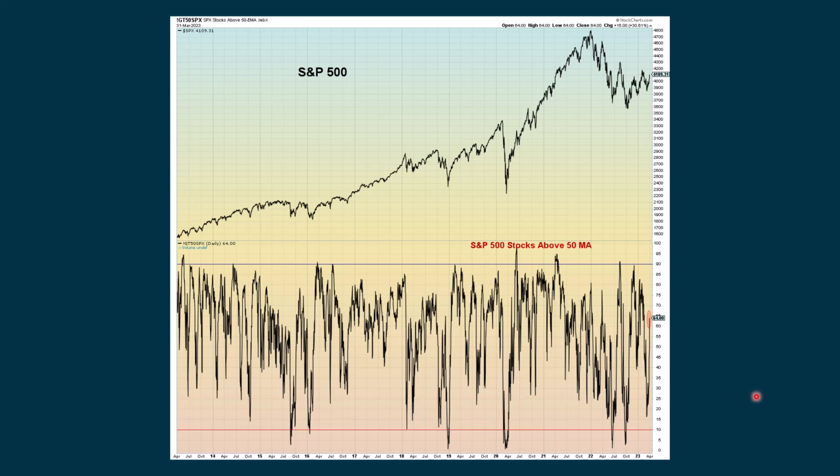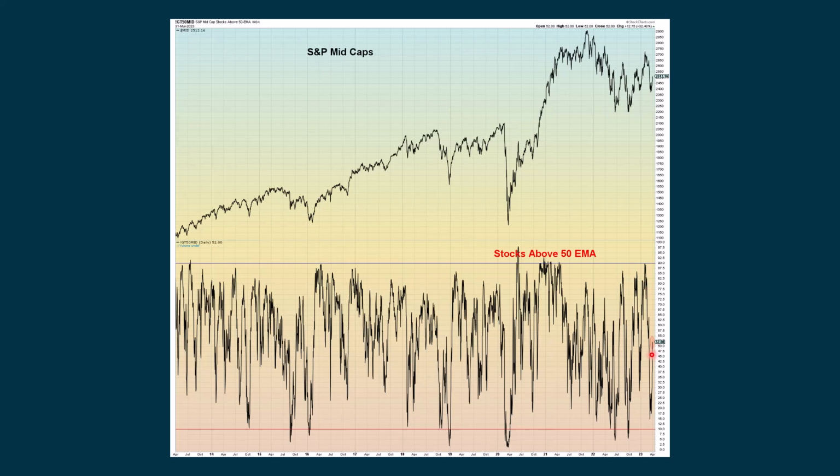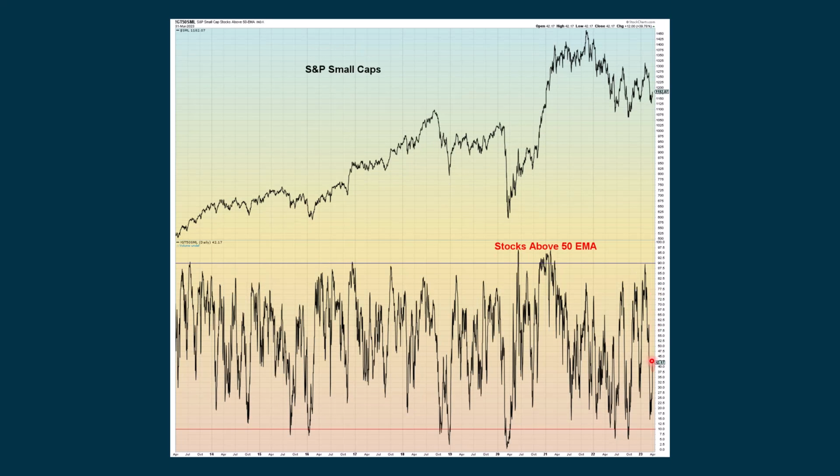An update of a few of our charts. The S&P 500 stocks above their 50-period moving average is improving, but with the strength that we saw in price, we want to see more of a broad-based participation when the market's really going up, and we would expect this to be a lot higher than it is. And the same thing is true with the mid-caps. It is improving, but we want this to be up higher. And then the small caps also showing some improvement, but we want it to be higher.